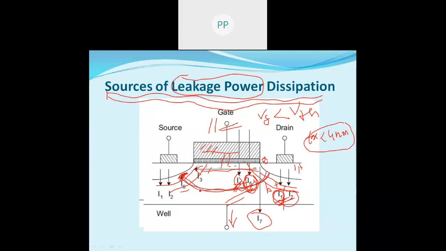If punch through has happened, then there will be significant leakage current in the device, and a lot of power dissipation will occur.